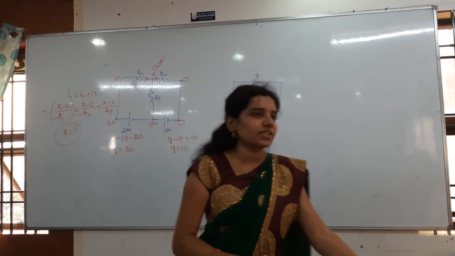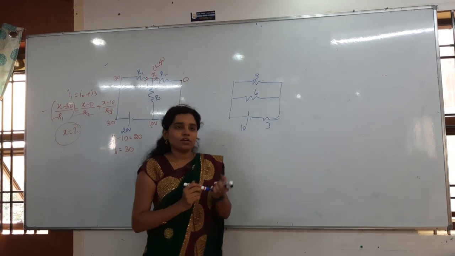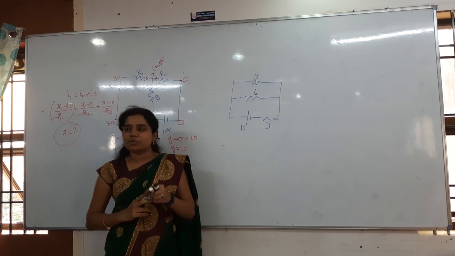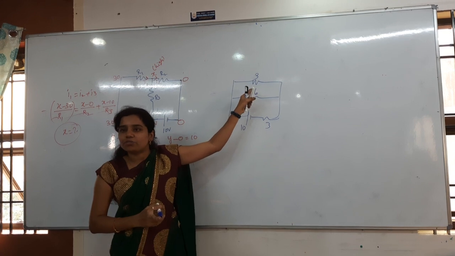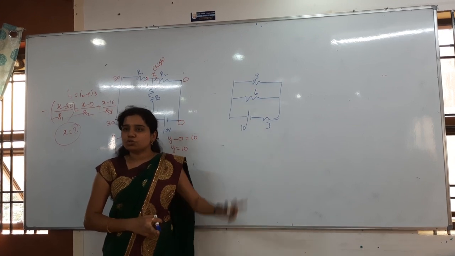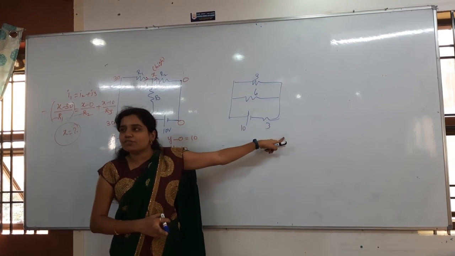So which will be the easy method for this? Parallel combination of resistors. 6 and 3 are in which combination here? Parallel combination. So what will we get as the net resistance? 2 ohms. The 2 and then 3 are in which combination again?